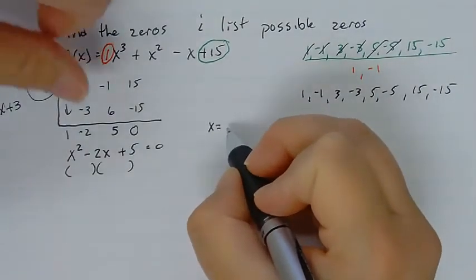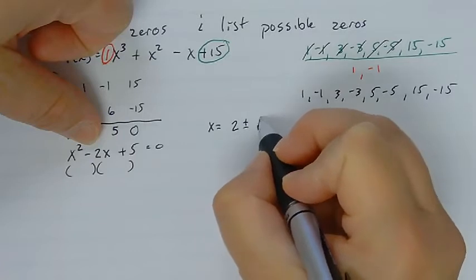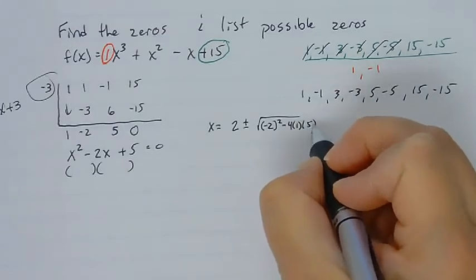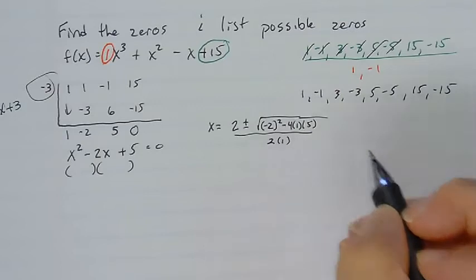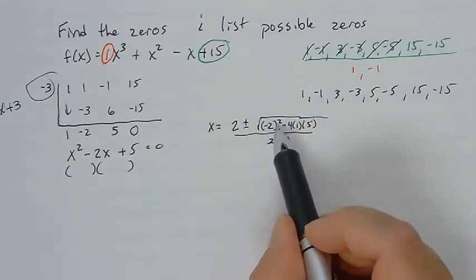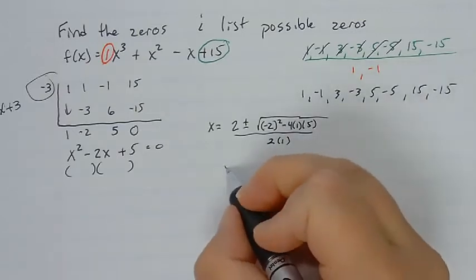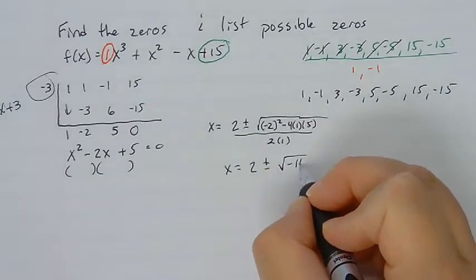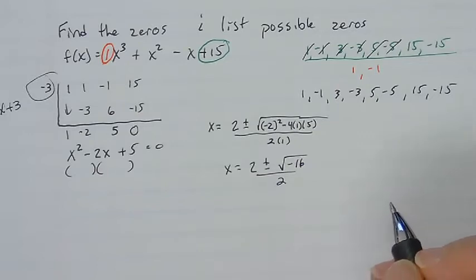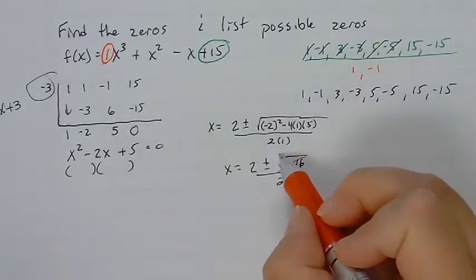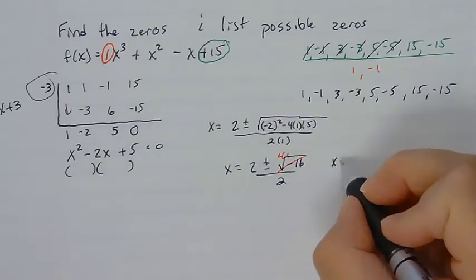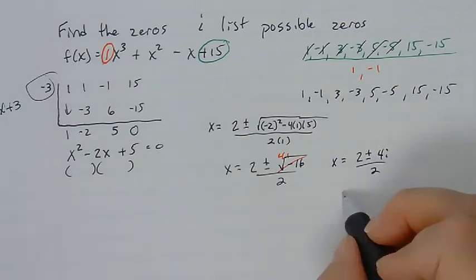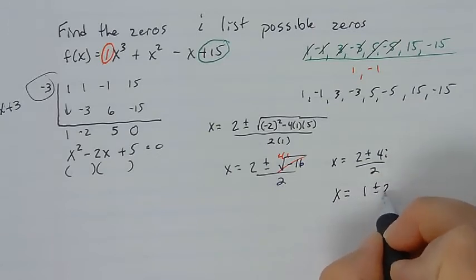So x equals the opposite of b plus or minus the square root of b squared minus 4 times a times c, over 2 times a. So in this one I would get 4 subtract 20. So x equals 2 plus or minus the square root of -16, all over 2. So I know that the square root of -16 is 4i. So I've got x equals 2 plus or minus 4i over 2. And 2 will go into each of these, so I have x equals 1 plus or minus 2i.